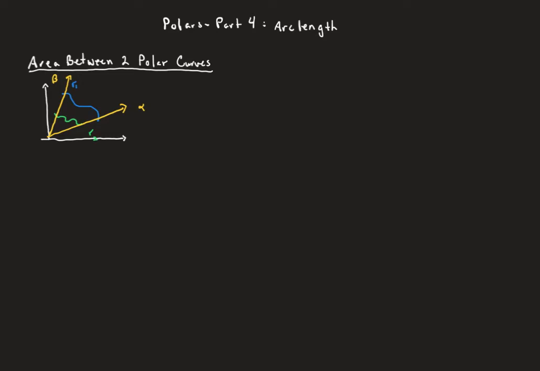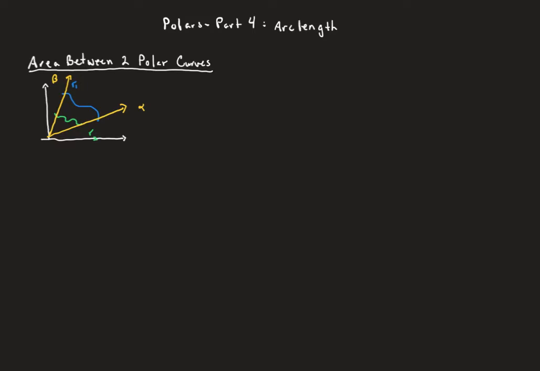In the fourth video on polars, I'm going to talk first about the area between two polar curves, and we'll work an example, and then I'm going to talk about arc length. So much like what we do in rectangulars, if we want to find the area between two curves, we can see the blue curve is r1 and the green curve is r2, and we're going between those two angles in yellow, alpha and beta.